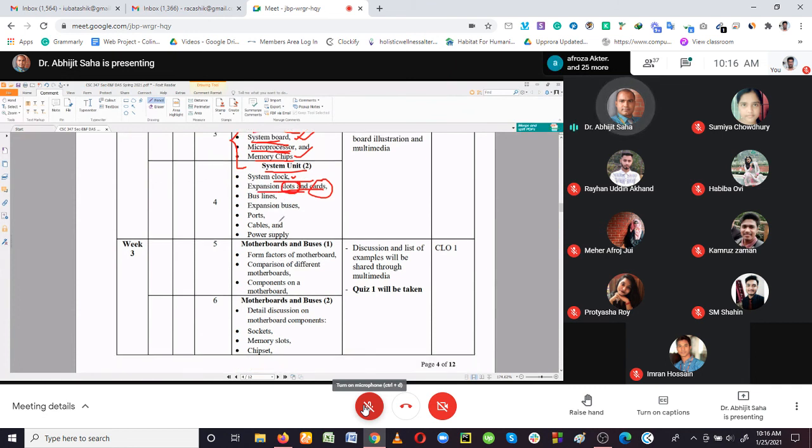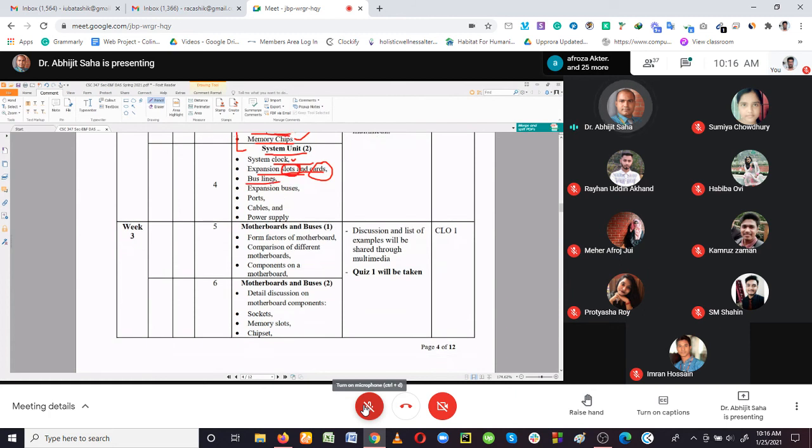Then we have the different bus lines. I said the importance of the bus line. We are going to discuss what a bus line is, what types of bus lines there are, and how they work.